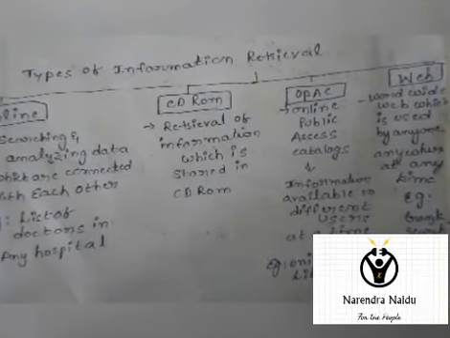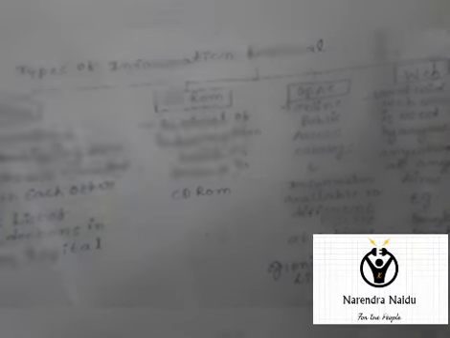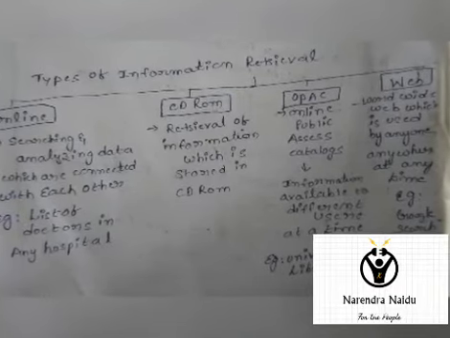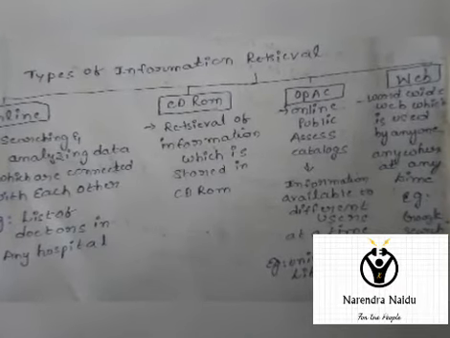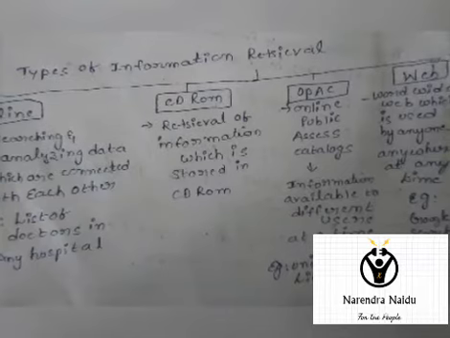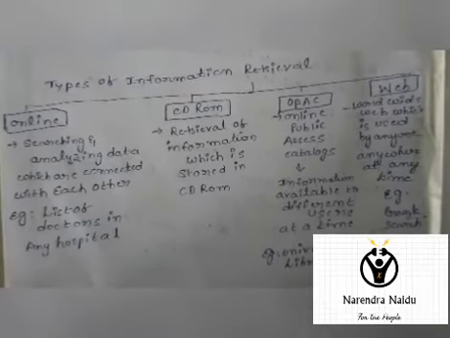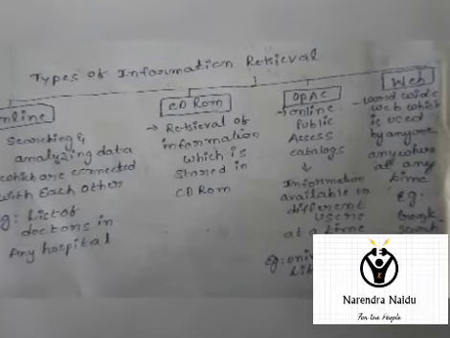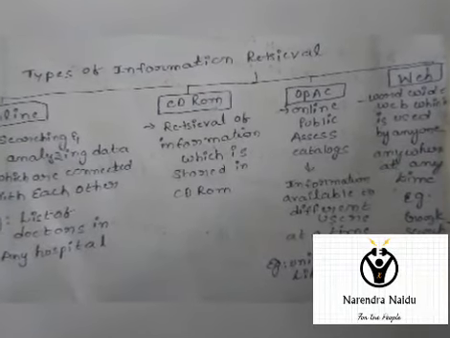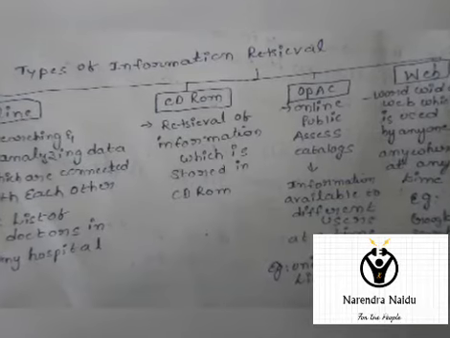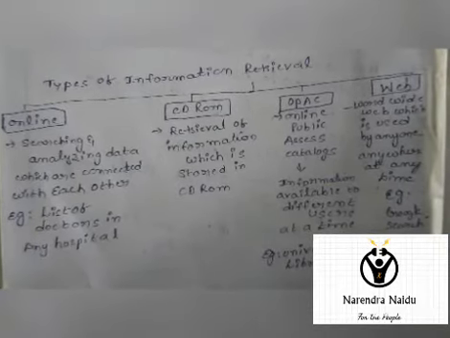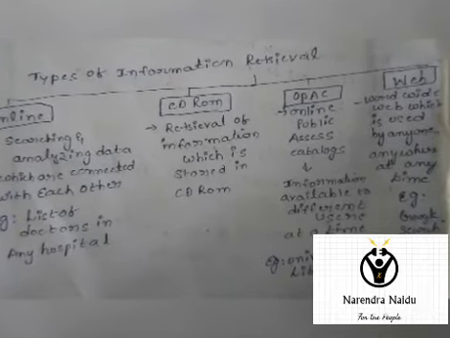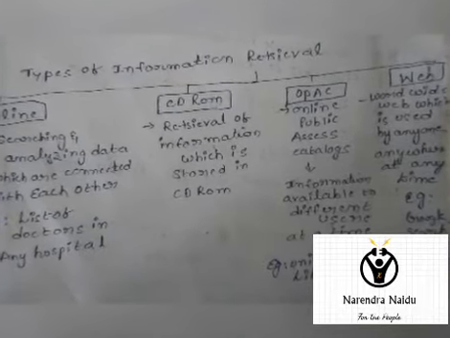The types of information retrieval include online information retrieval, CD-ROM, OPAC and web. What is online? Online is searching and analyzing data which are connected with each other. For example, in a hospital, to know how many doctors are working there, the list of doctors is completely stored in one data. That data is called online data.